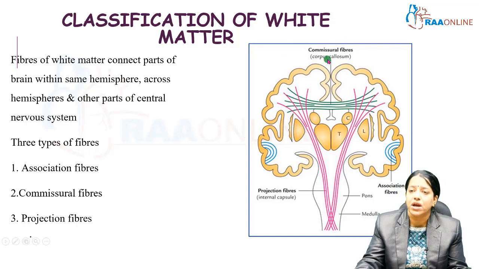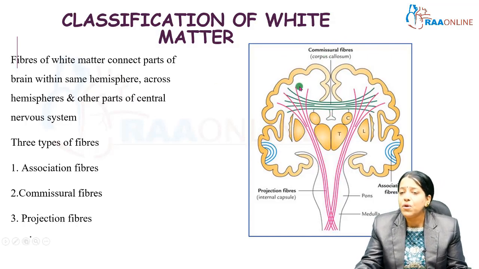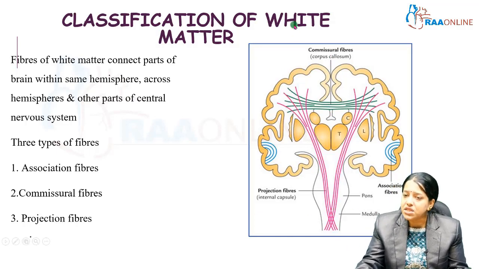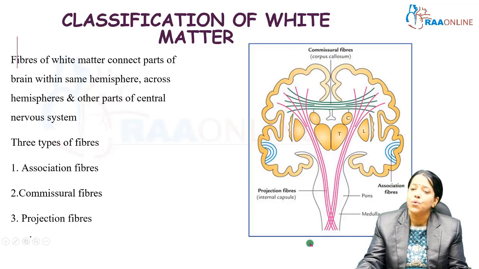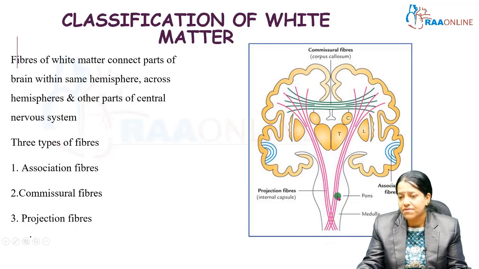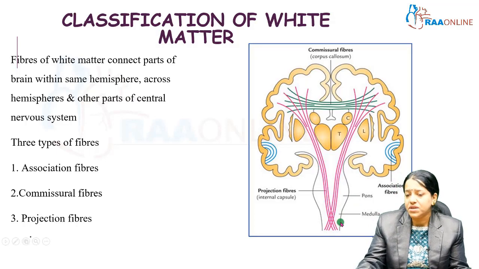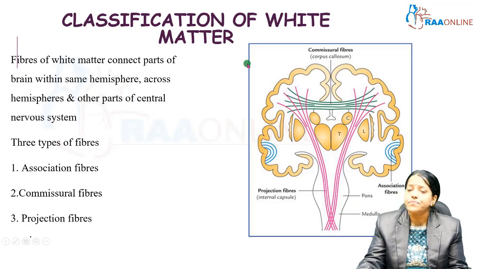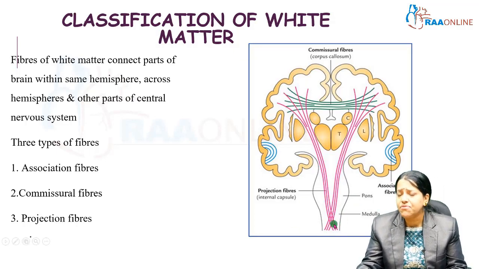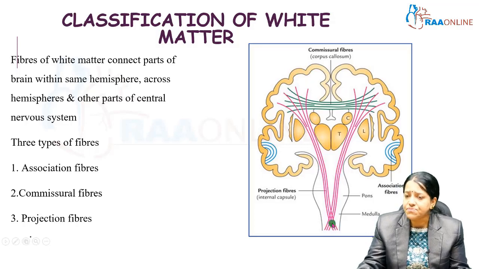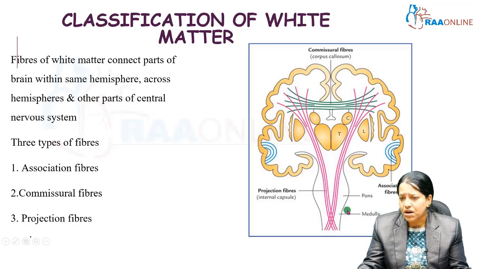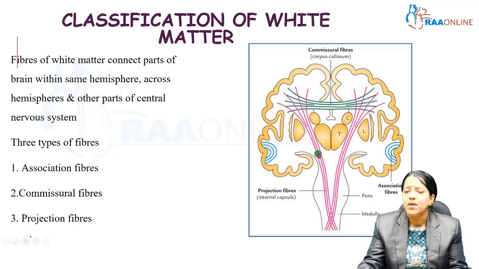We are not coming to that in this class because we will be only focusing at these pink color fibers, which are either coming out of the cerebral cortex and going to the different other lower centers, that is the pons, the medulla oblongata or the spinal cord, or they are receiving the fibers from all these different lower centers, that is the spinal cord, the medulla, the pons, the cerebellum, and they are going up to the cerebral cortex.